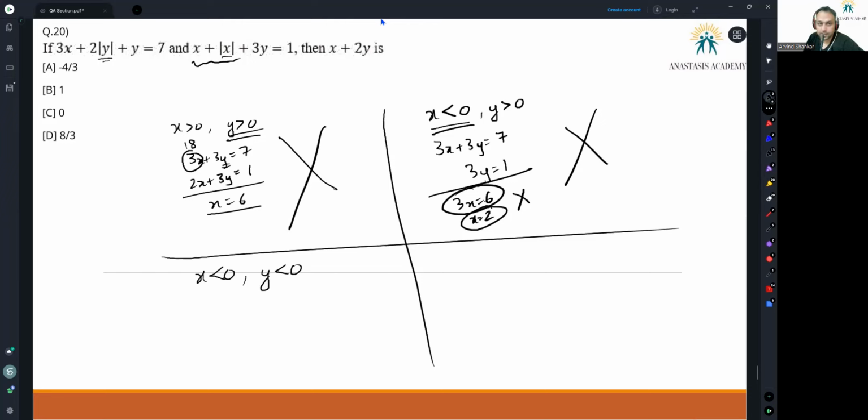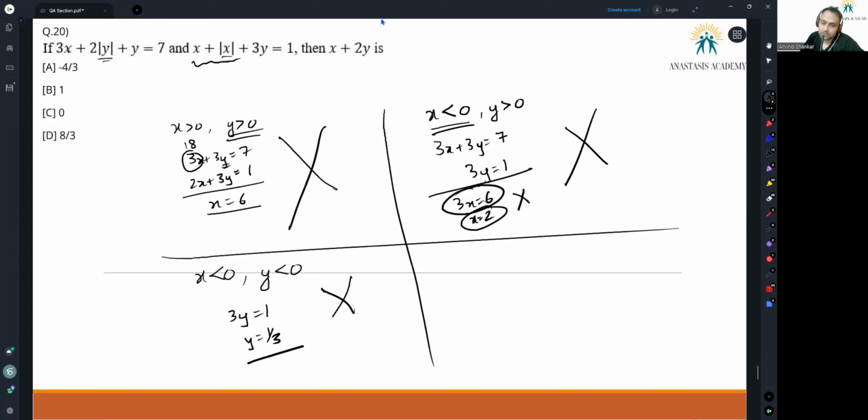If both of them are negative, for the second equation itself, x and mod x will cancel each other out. I'll be left with 3y is equal to 1 and y turns out to be 1 by 3, which is a positive value, which is in contravention to what was mentioned in the question.